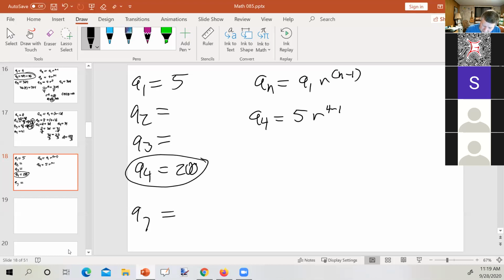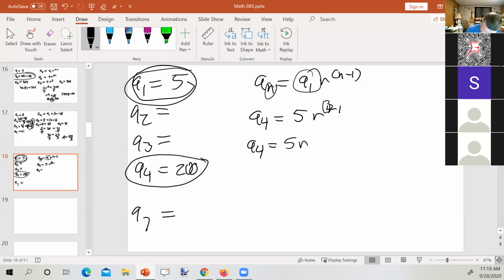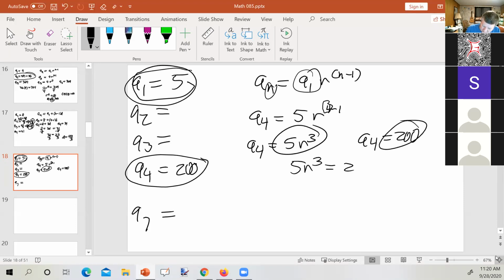Do you see where I got that? A sub 1 was right here. N is 4, so that's where I got that. So now simplifying, a sub 4 is 5r to the third power. But I also know that a sub 4 is 200. So that means this equals that. 5r cubed equals 200. I can divide both sides by 5, and r cubed equals 40.